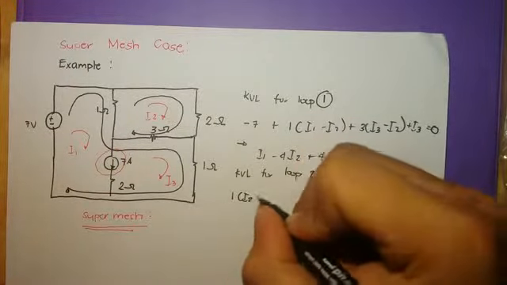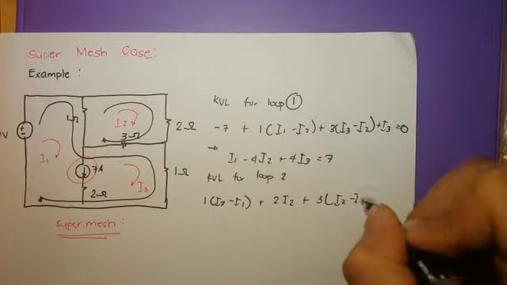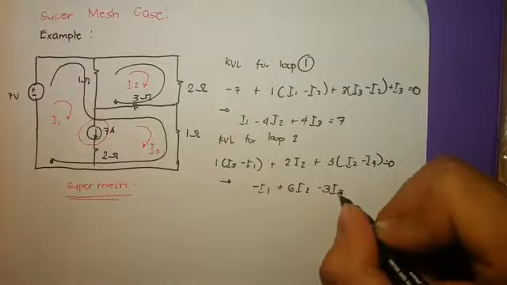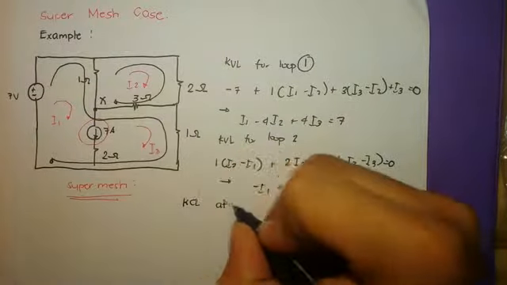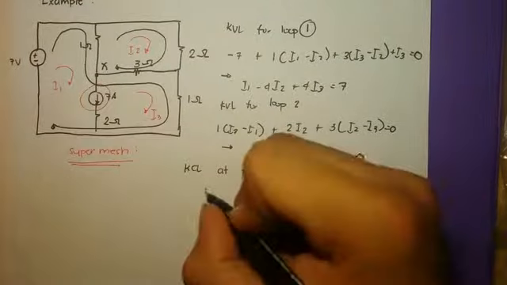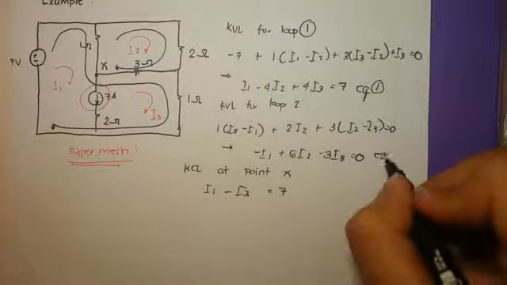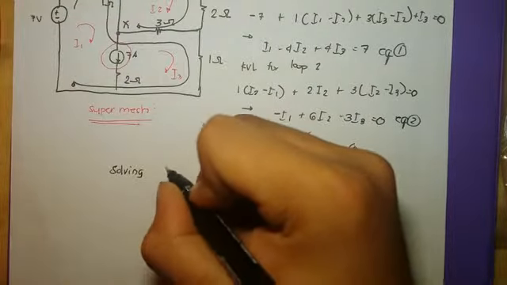KVL for loop 3: 2 I2 minus I1 plus 2I2 plus 3I2 minus I3. The simplified form is negative I1 plus 6I2 minus 3I3 equals 0. Taking KCL at point x, we get I1 minus I3 equals 7. These are equation 1, equation 2, and equation 3.